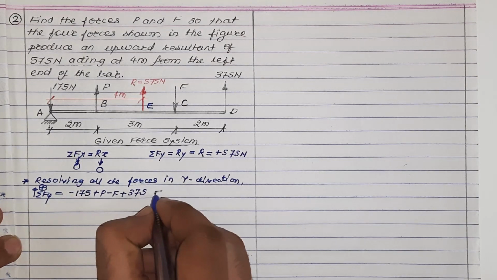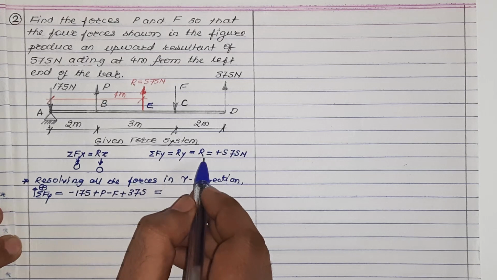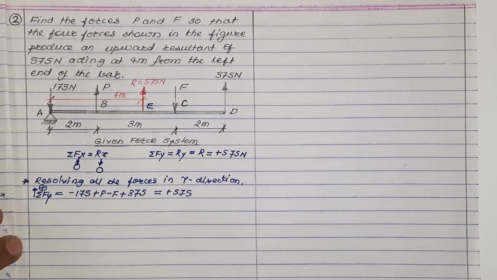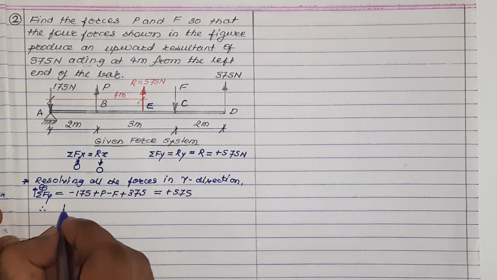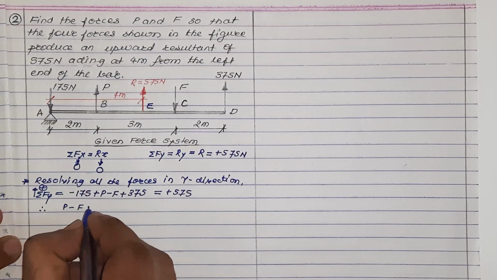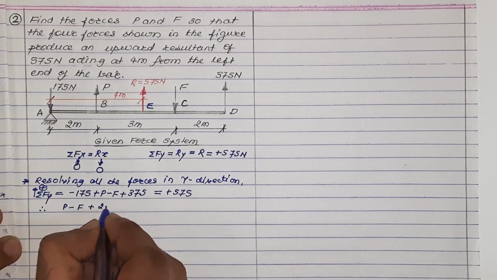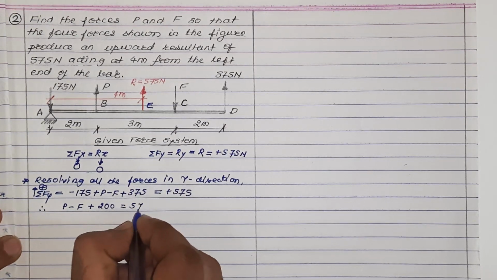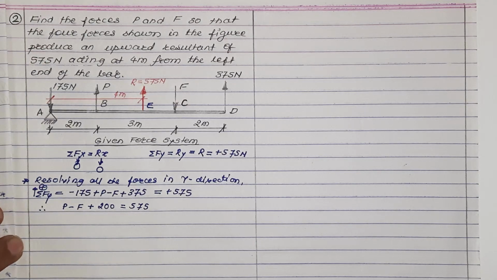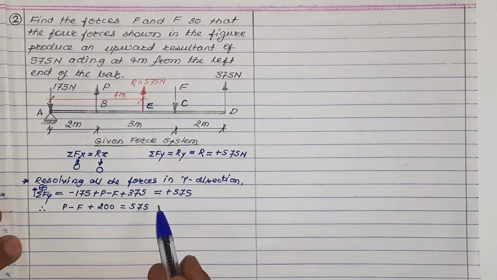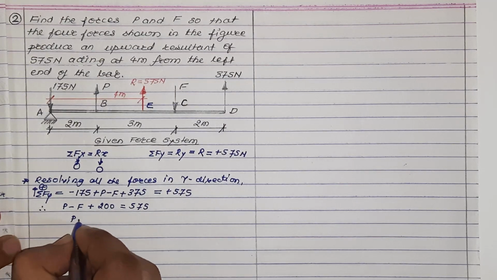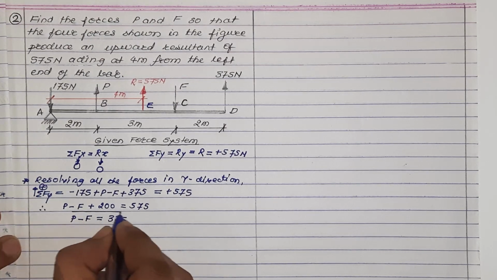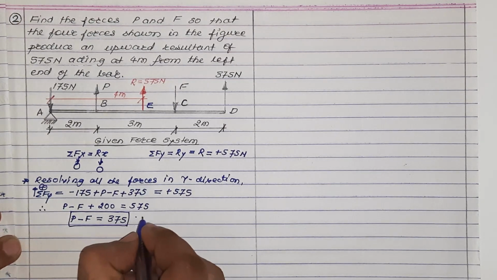Okay, and this is going to be equated to Ry or R, that is positive 575. Hence P minus F plus 200 is equal to 575. This will go on the right hand side, and the final equation which we will get will be P minus F is equal to 375. This is equation 1.